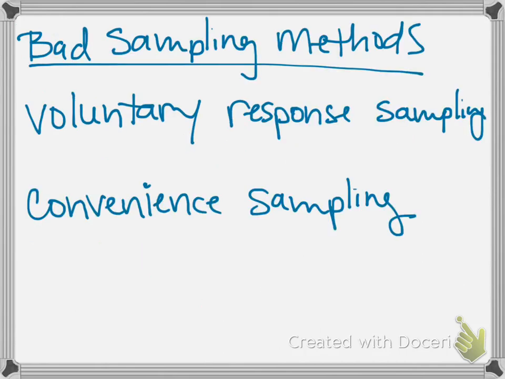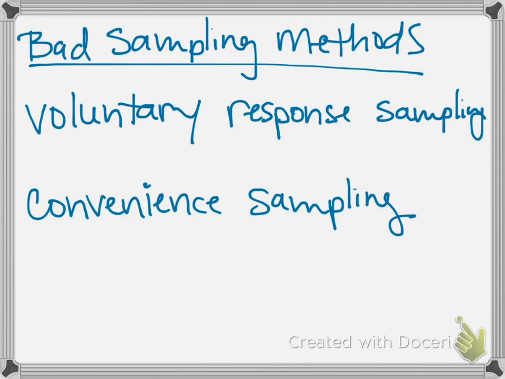So there are several possible sampling methods that one can use to collect sample data. Some of them are going to be perfectly valid sampling methods, and others would not be such a good idea. Two examples of bad sampling methods are on this slide. One's called voluntary response sampling, and the other one's called convenience sampling. So let's define both of these.